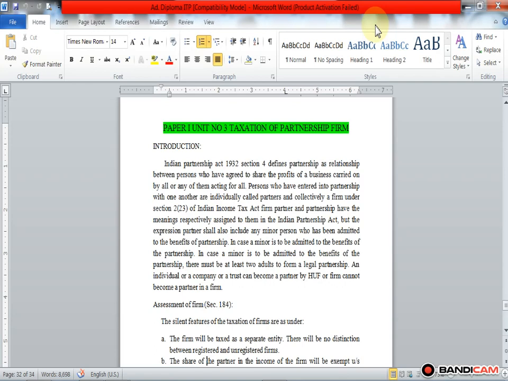Persons who have entered into partnership with one another are individually called partners and collectively called a firm under Section 2, subsection 23 of the Indian Income Tax Act 1961. Firm, partner and partnership have the meaning respectively assigned to them in the Indian Partnership Act 1932, but the expression partner shall also include any minor person who has been admitted to the benefit of partnership.